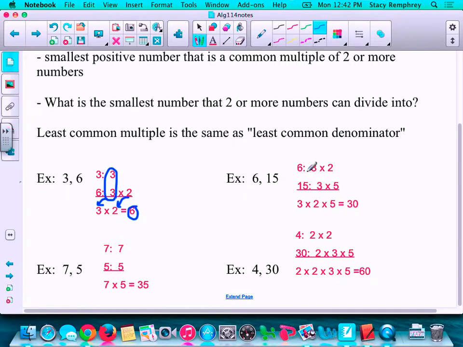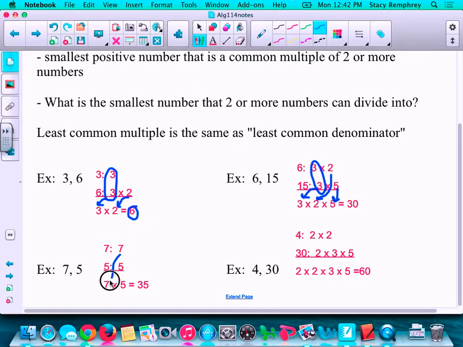And I did the same idea here. I broke them up into their factors. If they shared a factor, I only brought down one of those. And then I brought down everything else. So 3 times 2 times 5 is 30. In this example, 30 is the smallest number that 6 and 15 can go into. Again, there are a lot of different numbers that 6 and 15 can divide into. We want the smallest of those.